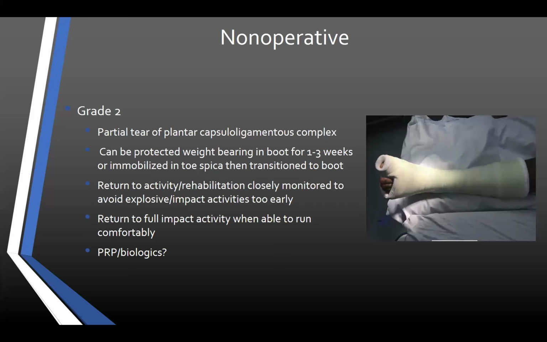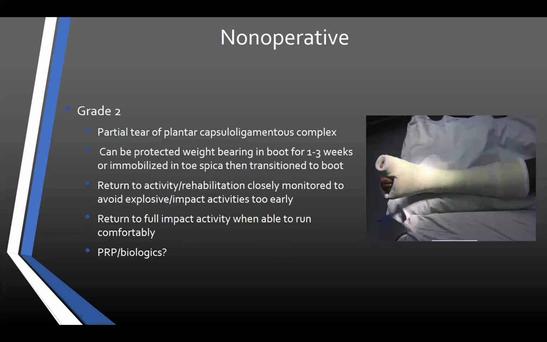So with grade 2 injuries, as these seem to be one of the more common forms, there's a lot of question into whether or not injections can help. Corticosteroids are usually avoided. The treatments can mask the symptoms, which could be a good thing, but we know that corticosteroid injections can hinder the healing of the capsule ligamentous tissue itself, so these are really not recommended.